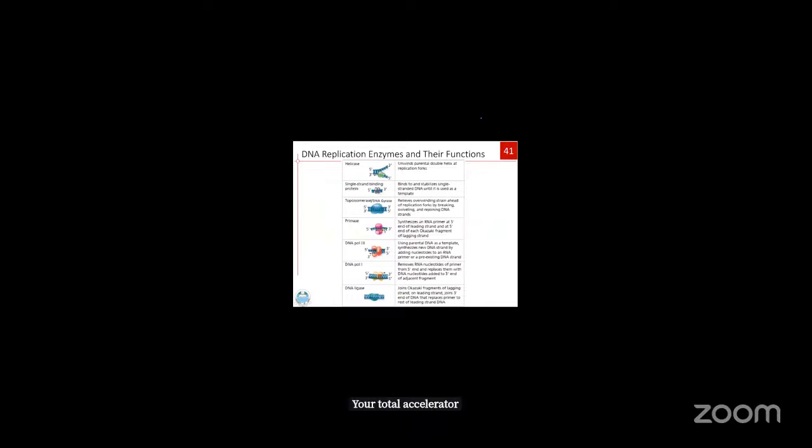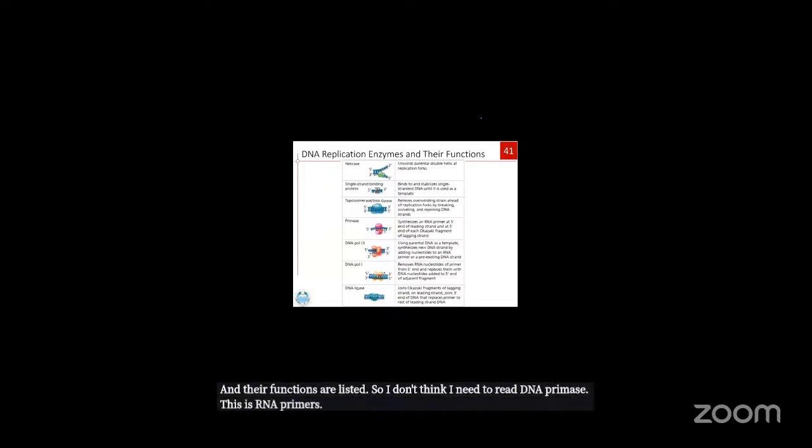It is just like when you are driving your car. Your brake is to stop, and your throttle accelerator is to move. That is what is happening on slide 41. These enzymes do certain things in the process of DNA replication, and their functions are listed. I don't think I need to read them. DNA primase synthesizes RNA primers. Helicase unwinds the parental double helix at replication forks. So these are the enzymes and what they do.